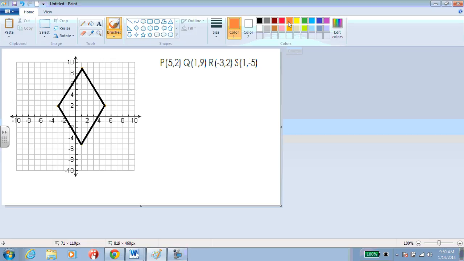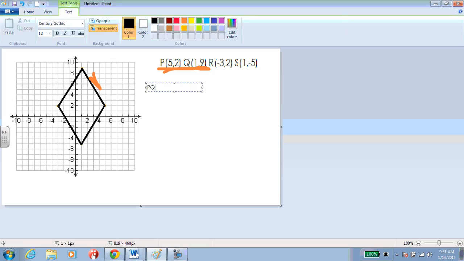So I'm going to start with side PQ, and I'm going to figure out the measure of side PQ. I'm focusing here on the points P and Q, which is this side here. So remember the distance formula. You want to determine the distance between the x values. The distance between 5 and 1 is 4. So I'll take the 4 and I will square it.